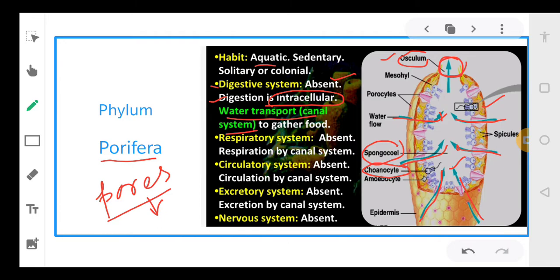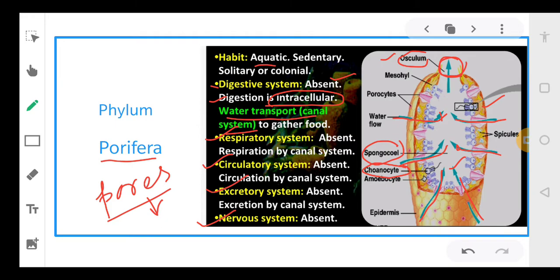Around the central cavity, which is called spongiocele. Okay, so in them the respiratory system is also absent, the circulatory system is also absent, and water is circulated with the help of the water canal system. The excretory system is absent, the nervous system is absent. So we see that all main systems are absent, but their complete body contains pores.